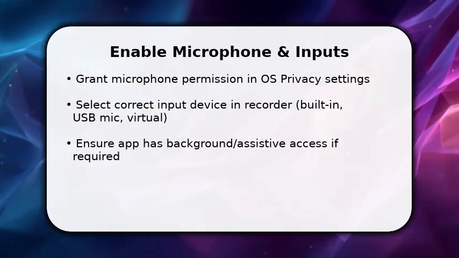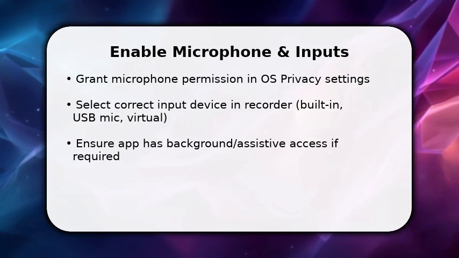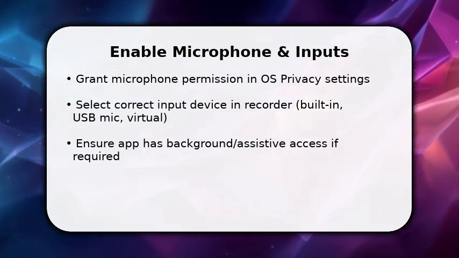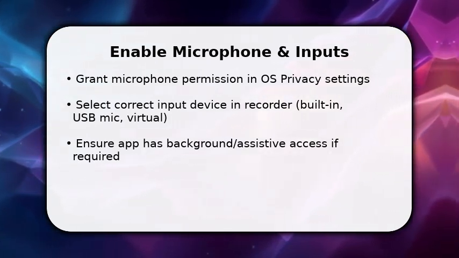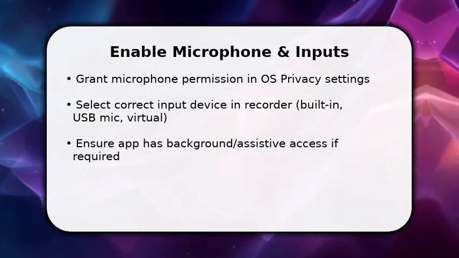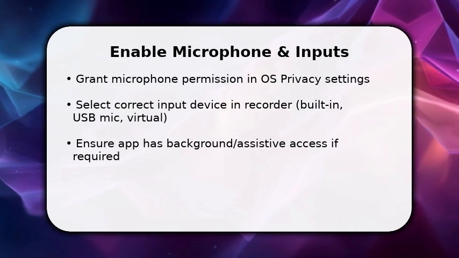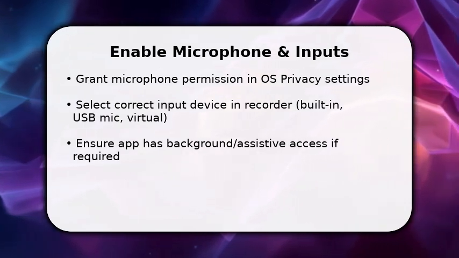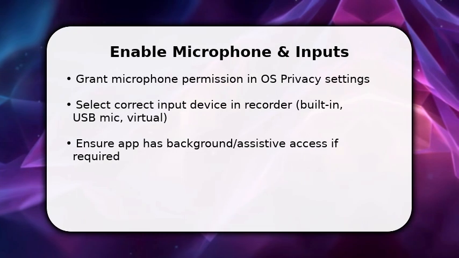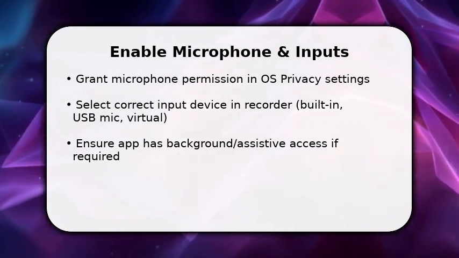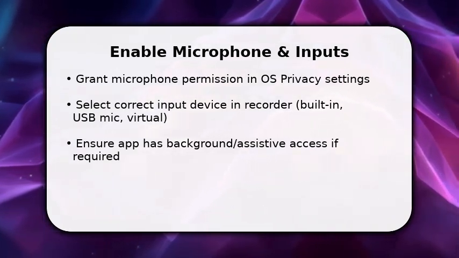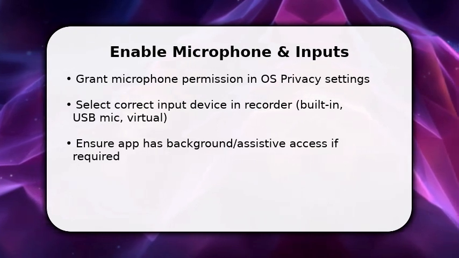You're going to start by confirming permissions and selecting the right inputs. First, open Privacy or Security and enable microphone access for your recorder app. Once done, open the recorder and pick the specific input: built-in mic, USB microphone, or a virtual audio device. Make sure the recorder is allowed to capture system audio if that option exists.